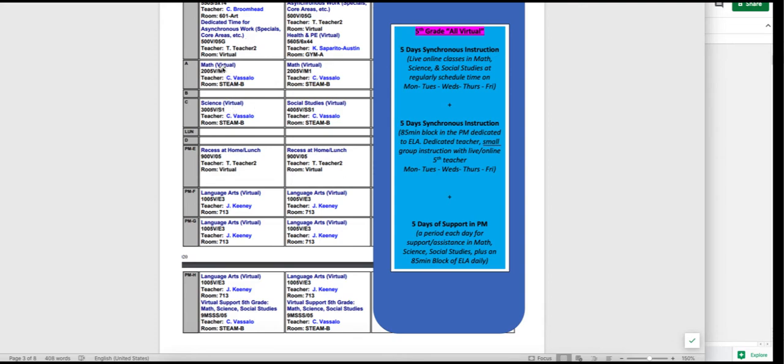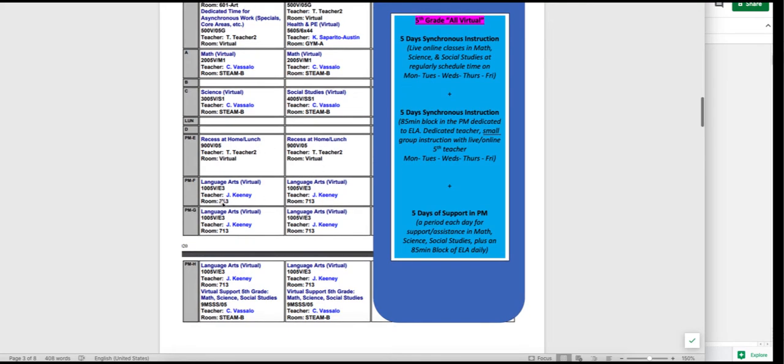All right, so on day 1, they would have math. Then they would have a block off for their asynchronous work. Then they would have science. And then on day 2, they would have math, the block off, and then social studies. So in the afternoon, you'll see that period E, they have that recess at home. And then they will have their language arts block, which takes place that whole afternoon period.